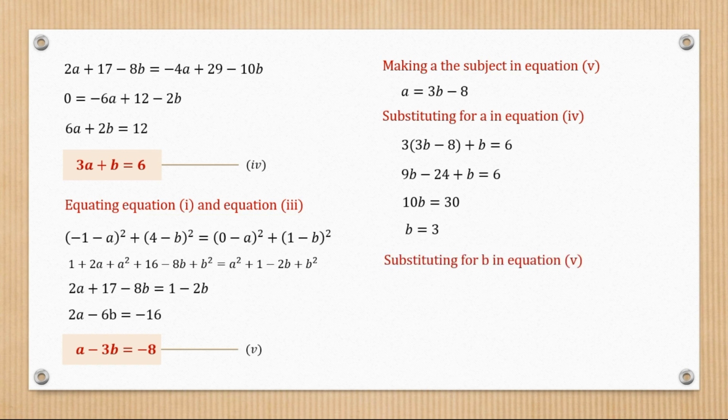So substituting for b into equation 5, I'll have this. Eventually, I'll have a - 9 equal to -8, of which a shall be equal to 1. So now I know the coordinates of the center, a and b. So the next step is to find the radius. So I've chosen to substitute for a and b into equation 3. So remember, you can choose any of the equations, equation 1 or equation 2, but I've chosen equation 3.